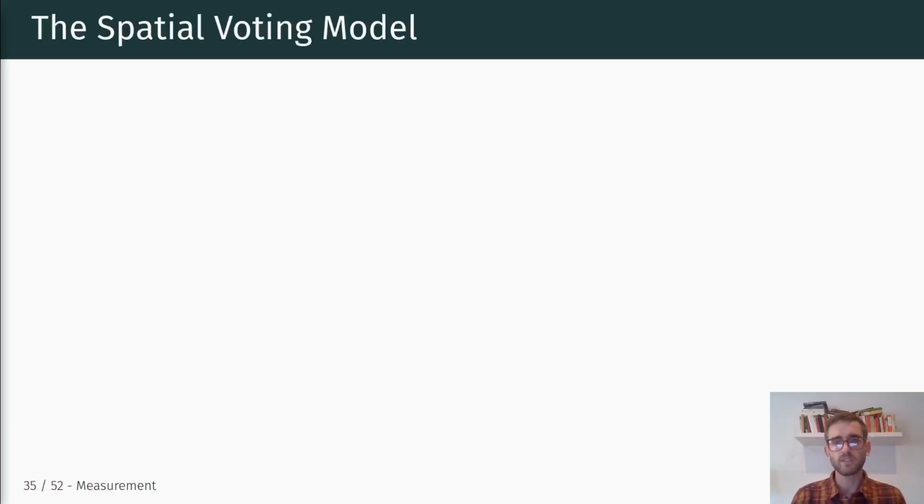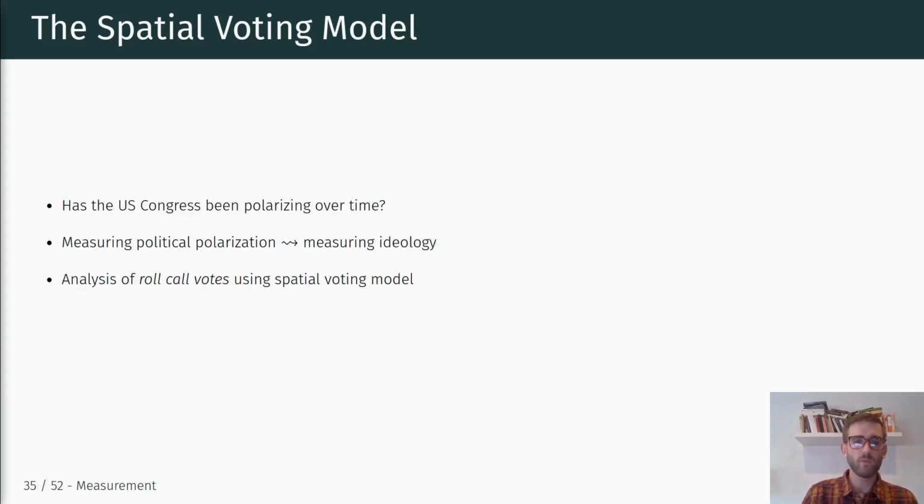And so one way to do this is to use what is called the spatial voting model that allows us to connect the underlying latent construct that we're interested in, which is ideology, to something that is observable, which is, in our case here, voting behavior in Congress. So congressmen's voting behavior when it comes to legislation, right? So we can use this ultimately to answer really important questions related to, for example, polarization.